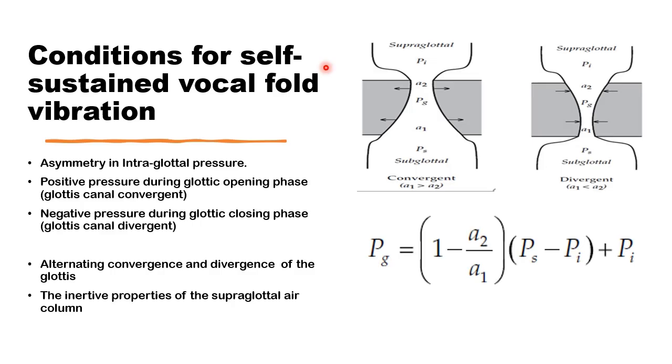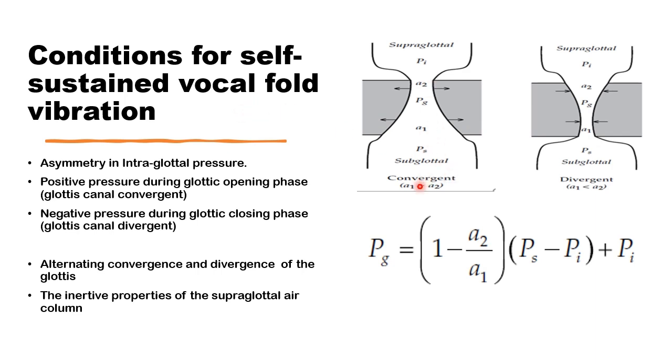The condition to have a self-sustained vocal fold vibration is to have asymmetry in the intraglottal canal pressure, the pressure in the intraglottal canal in here. If there is asymmetry providing positive pressure in the opening phase, that would help getting the two vocal folds apart, and negative pressure during the closing phase that will pull the medial ends together to close the glottis. This is the condition for self-sustained vocal fold vibrations.